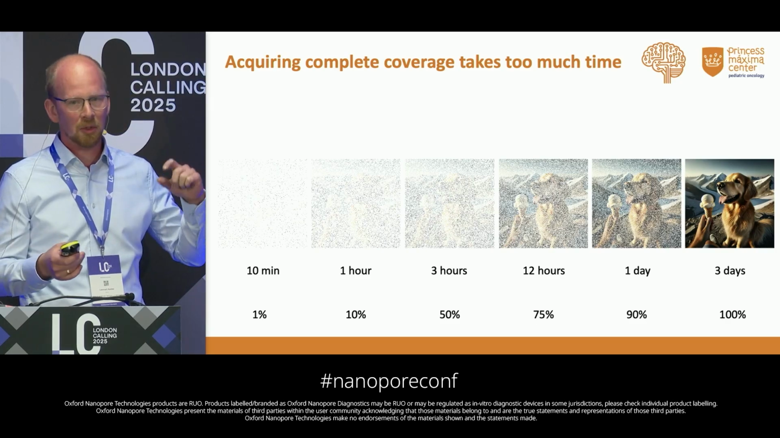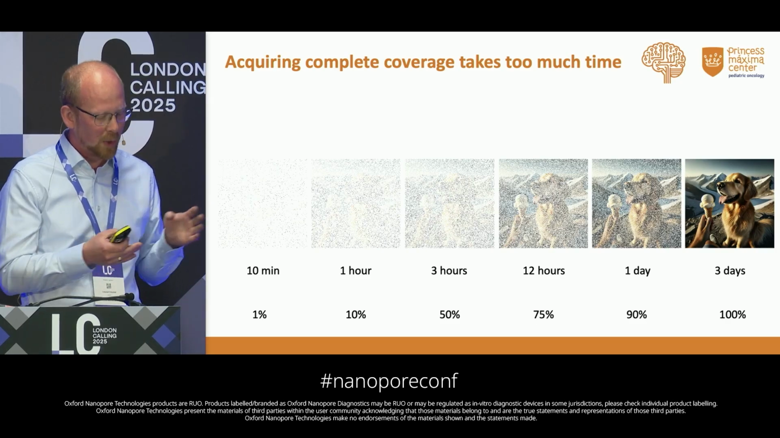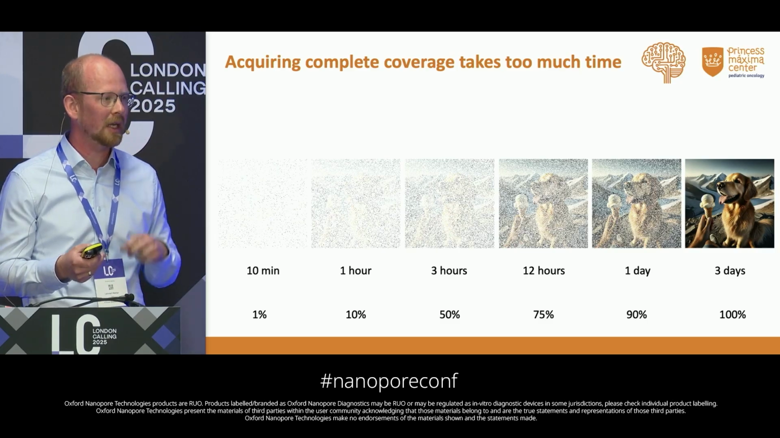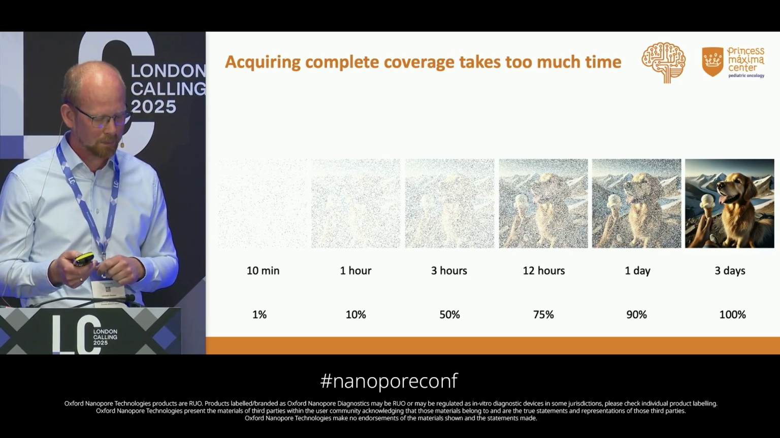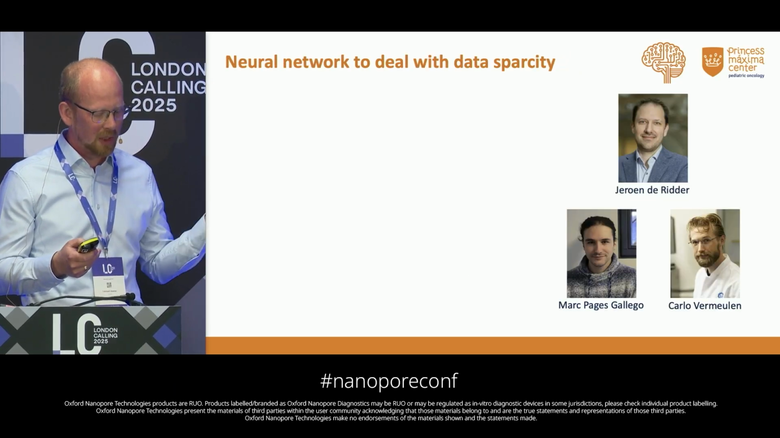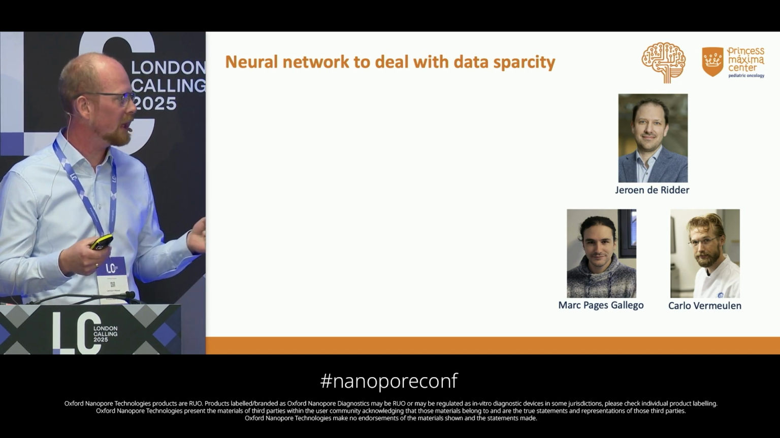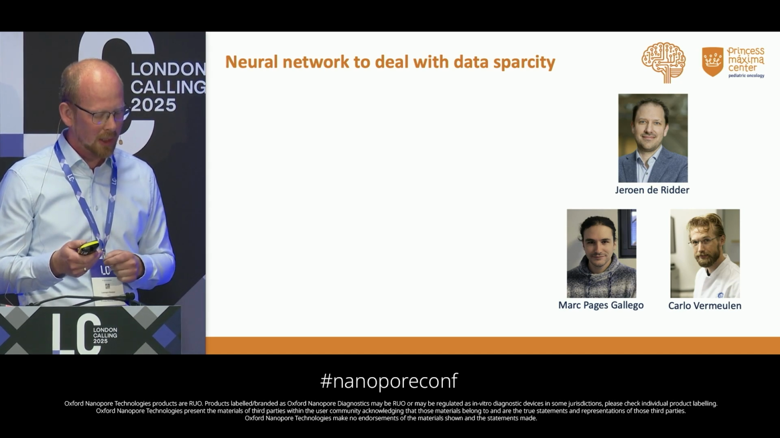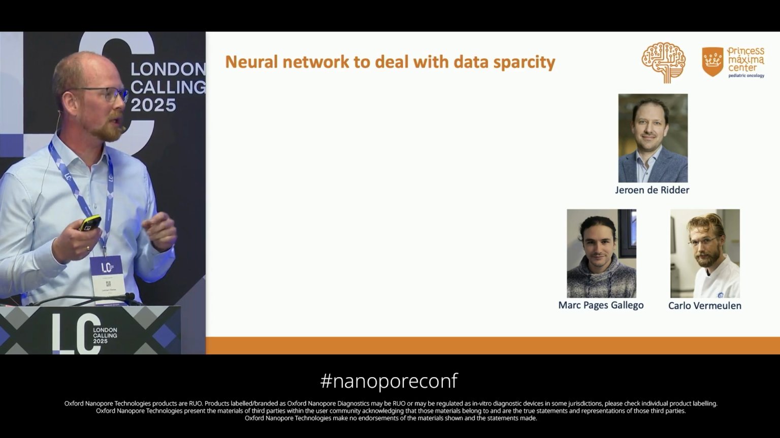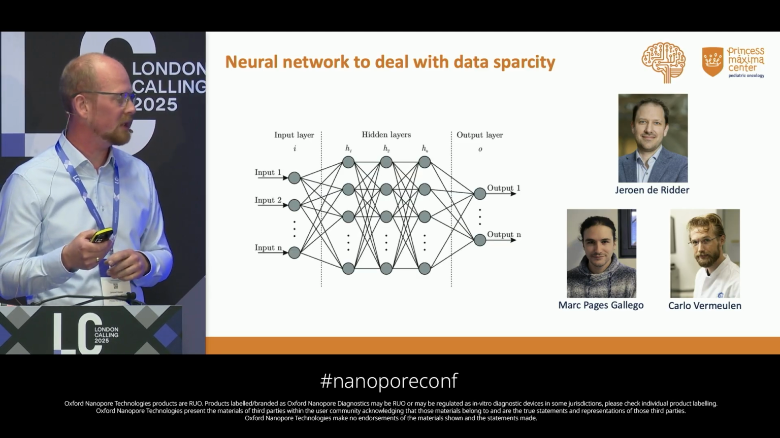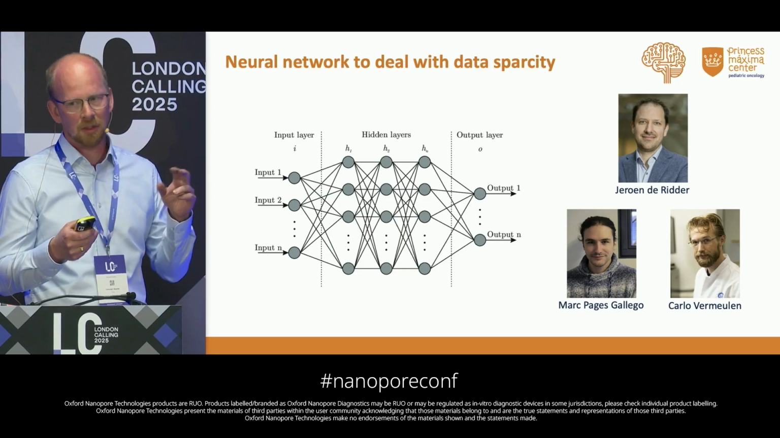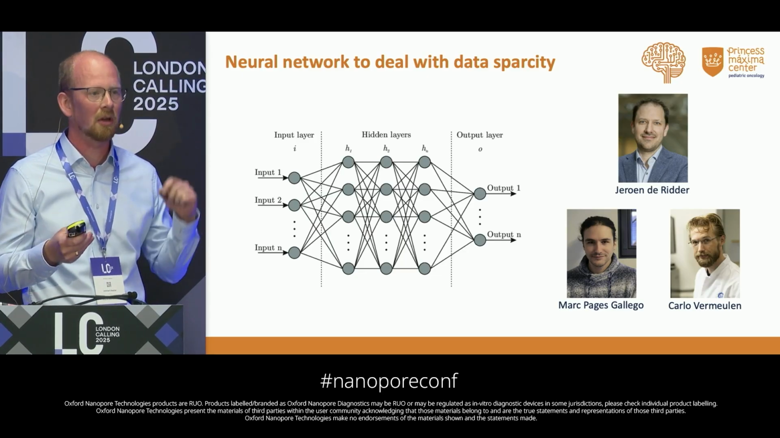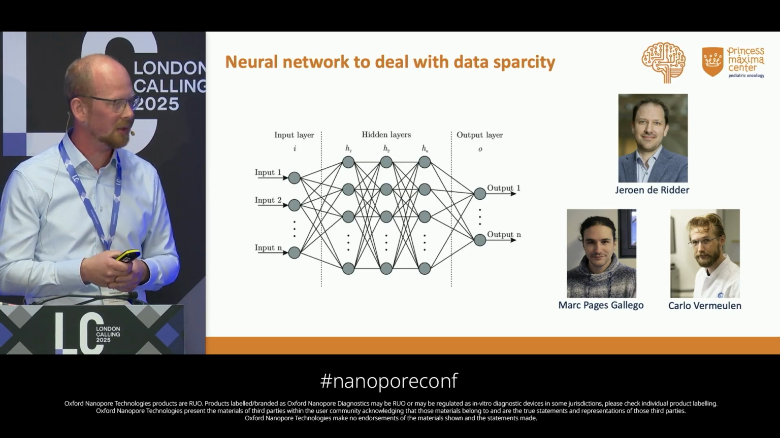So we need to be able to develop something that can, within this first sort of hour of sequencing, deal with the data that is there and give you a classification for your tumor. And that's where we teamed up with some AI specialists from the University Medical Center. So this is Jeroen de Ridder and 2 members from his team, Mark and Carlo. And they have developed a neural network that is able to deal with this data sparsity. So the neural network doesn't really care that it only sees 5% of the methylation across the genome. This is enough for the neural network to give you a classification.